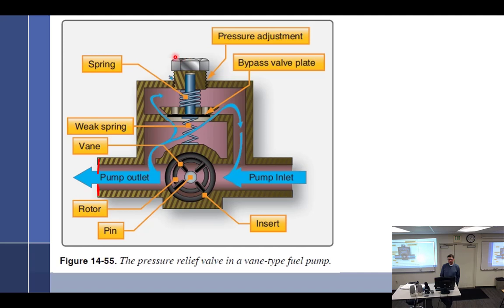I want less pressure. I unscrew this right here. That releases the pressure on the spring. It makes this easier to go up, and the entire output of the pump pressure goes down. So you have this pressure right here. Got it? Okay. I'll talk about it later. All right.